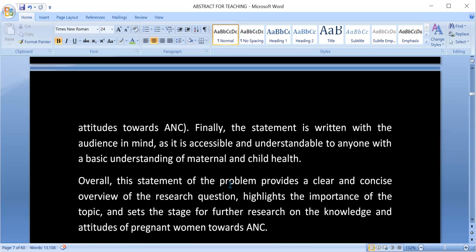Overall, this statement of the problem provides a clear, concise overview of the research question, highlights the importance of the topic, and sets the stage for further research on the knowledge and attitudes of pregnant women towards ANC.